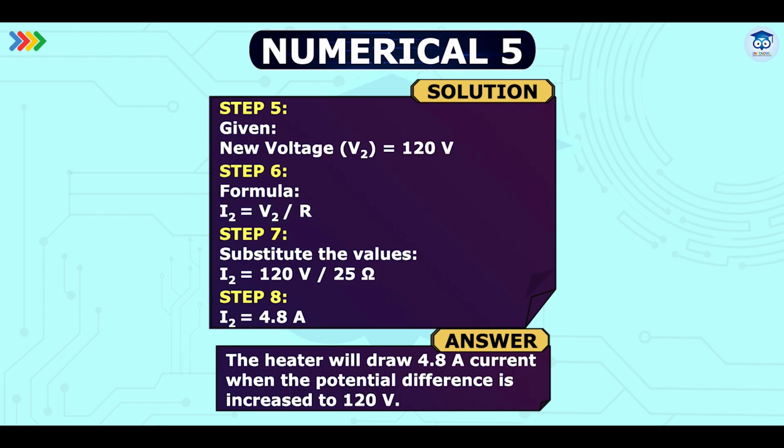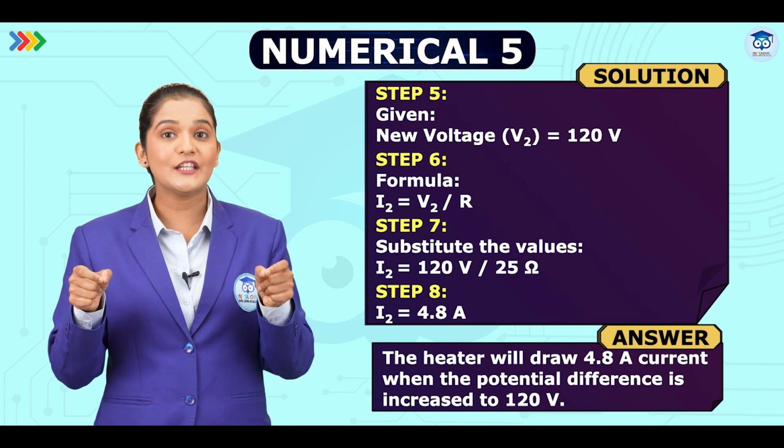Step 7 involves substituting the known values. Current is equal to 120 volts divided by 25 ohms. In step 8, we calculate this expression.